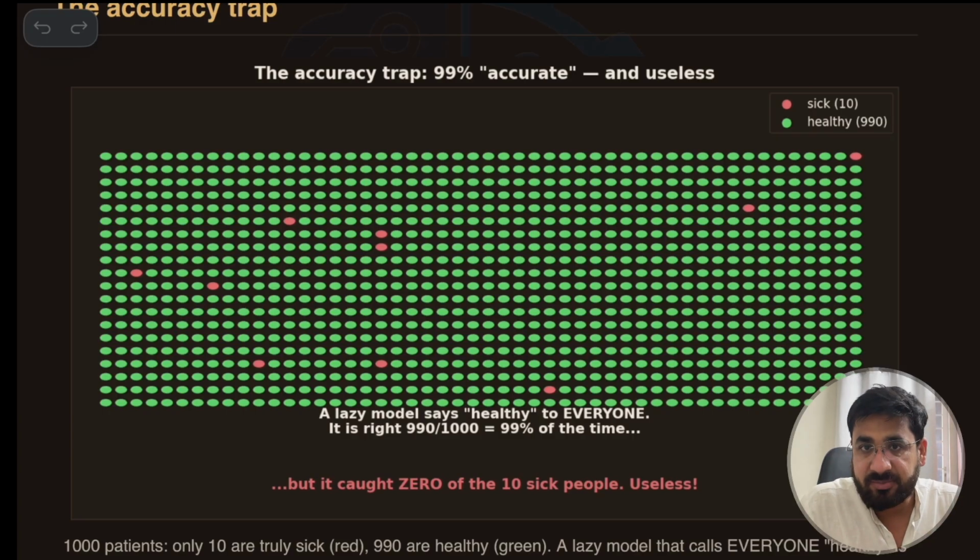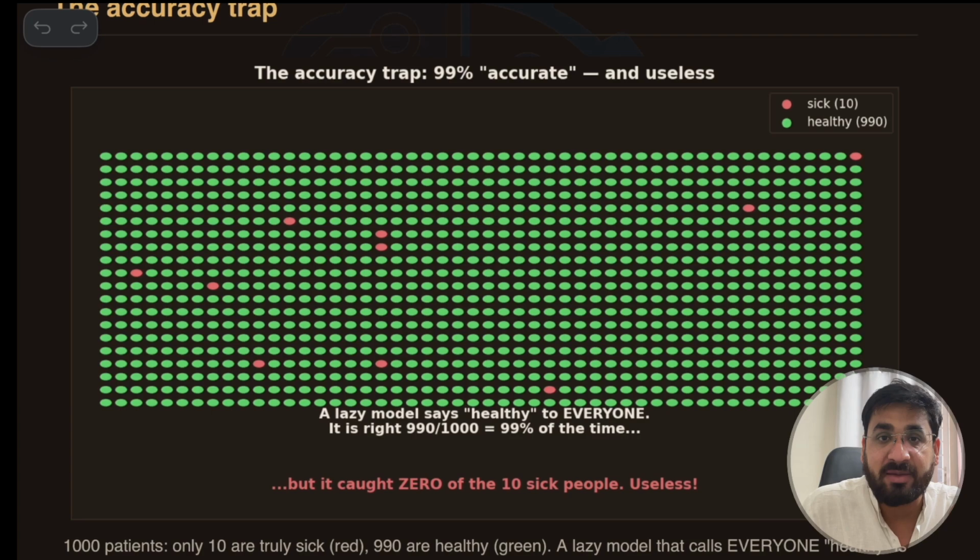They are real healthy people, which is in green dots, and the person who is actually sick is being represented with this red dot. If I ask you what is the accuracy of your model, you will say 990 divided by 1000, that is 99%. Wow, this is the most accurate model we can ever create. But this is a fake, this is a false promise, this is absolutely useless.